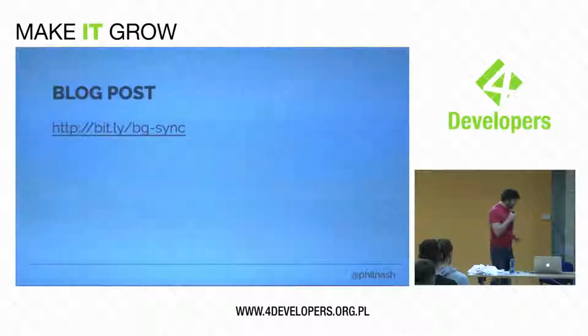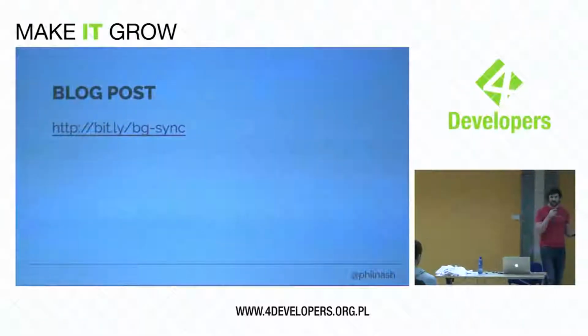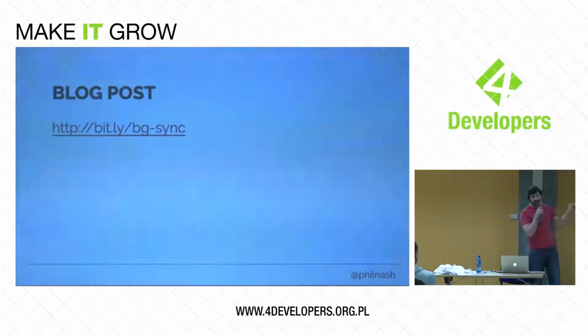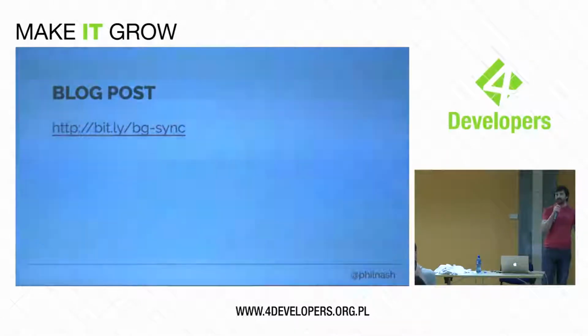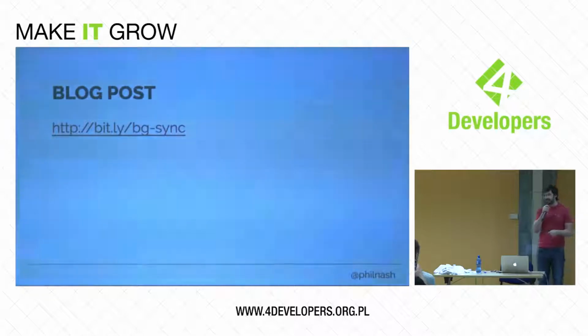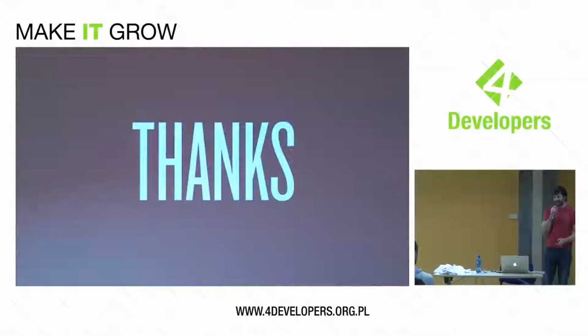And so I wrote a blog post about it a while back, which actually has all of that kind of code in much greater depth with a better explanation. You can get it at a bit.ly URL, or I will post these slides with links in later, and I'll pop them on Twitter. But that's the background sync API. I'm pretty excited about what we can start to do with these things and where the future is heading, and I hope you are too. Thank you very much.